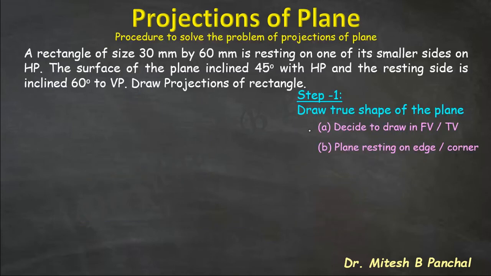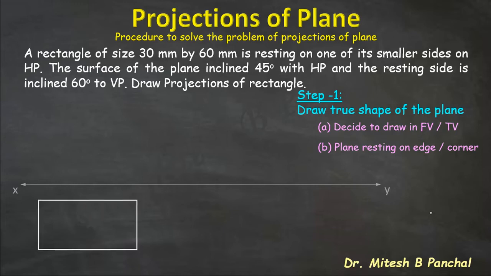So the first step, that is to draw the true shape of the plane, is clear, in which we are considering 2 points. That is, first decide where we have to draw the true shape, either in front view or in top view. And second condition regarding the orientation of true shape, that will be decided by considering the condition which decides the resting on edge or resting on corner. So in the first step, draw xy line and draw true shape.